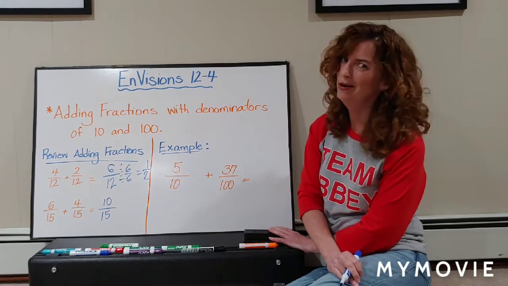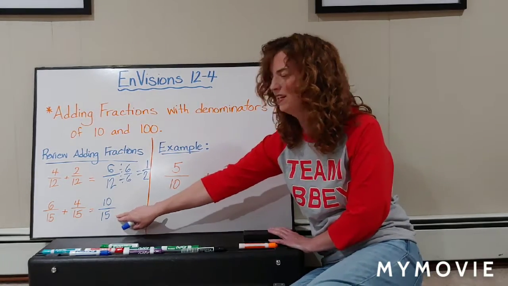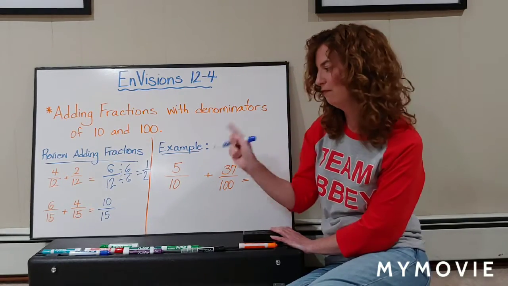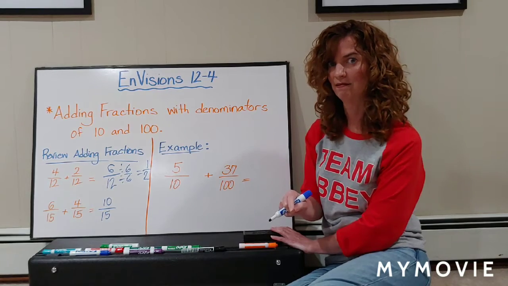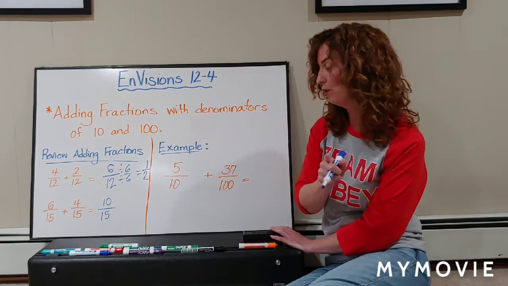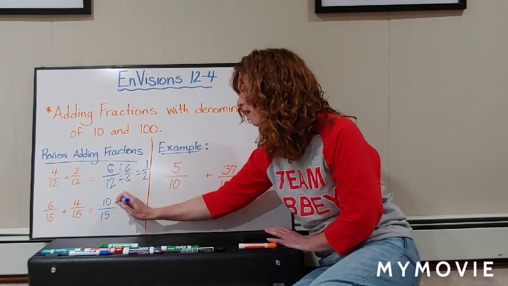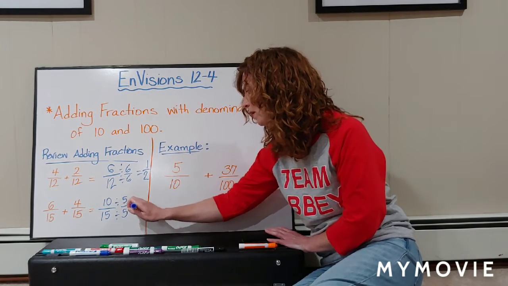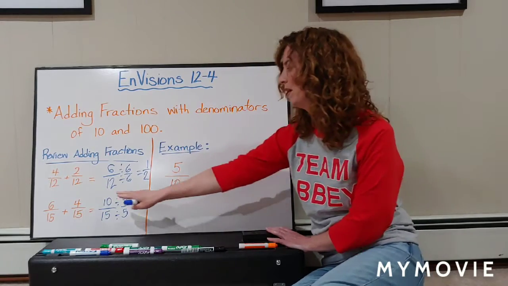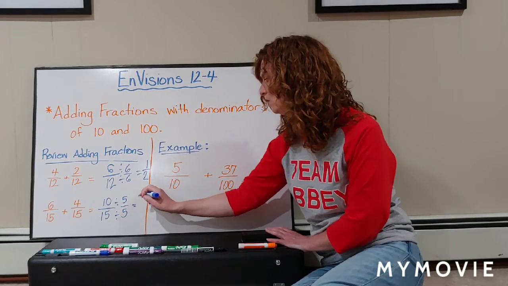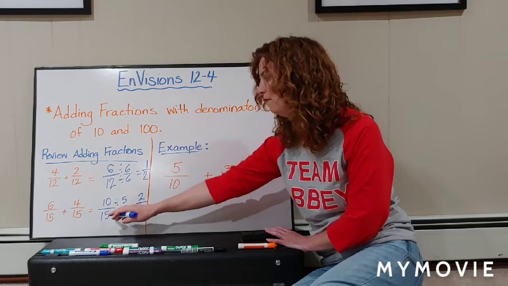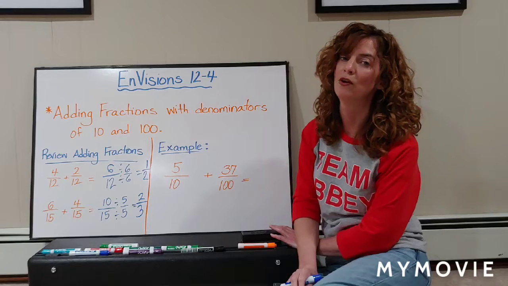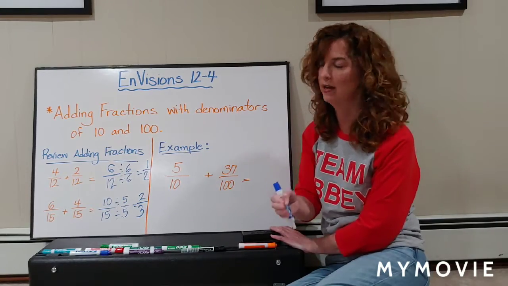And I think, well, I know I can't divide by 10 because 15 divided by 10 you can't do. But what's a bigger number that goes into 10 and 15? If you said 5, you were correct. So we're going to divide by 5. Remember, whatever you do to the top, you have to do to the bottom. 10 divided by 5 is 2. 15 divided by 5 is 3. So we can reduce that to 2/3. It's called reducing or simplifying.